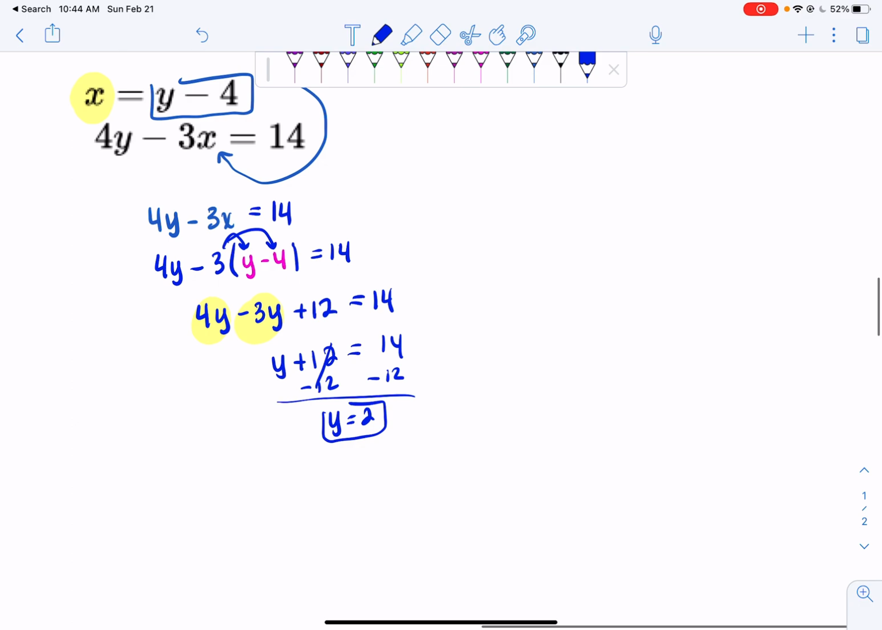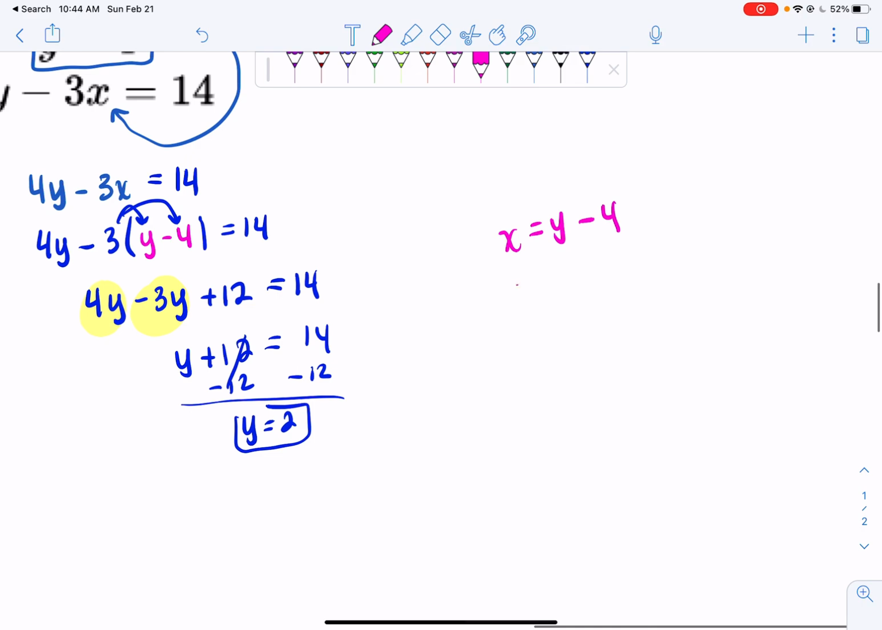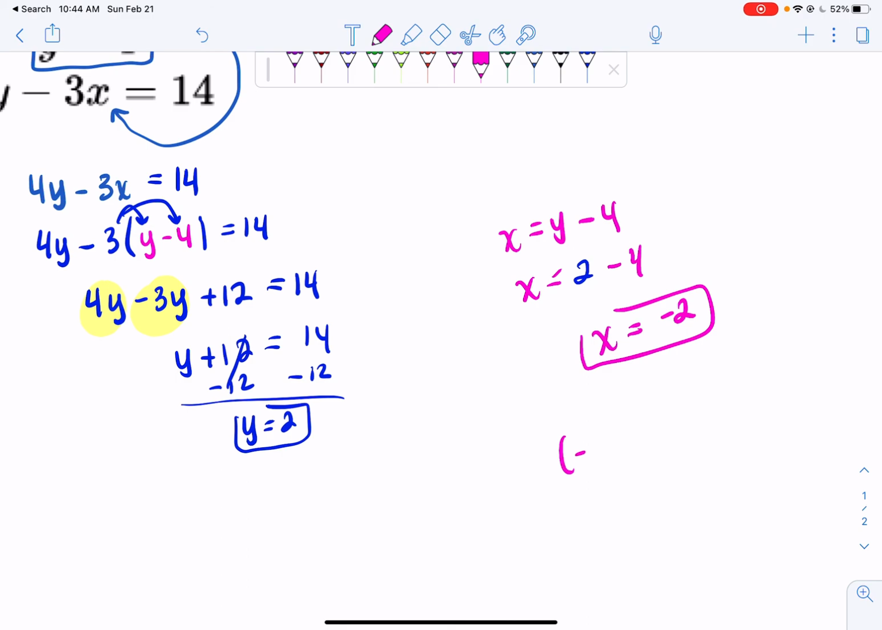Now I pick my favorite equation. I like the first one because there's not as much solving. So I have x equals y minus 4. I know y is 2, so I have x equals 2 minus 4. So I get x is equal to negative 2. So my final answer is negative 2, 2.